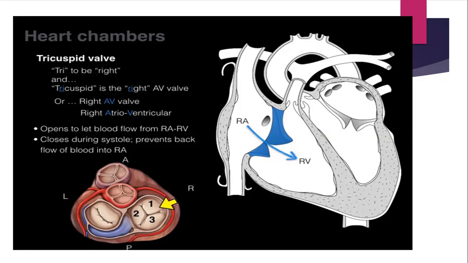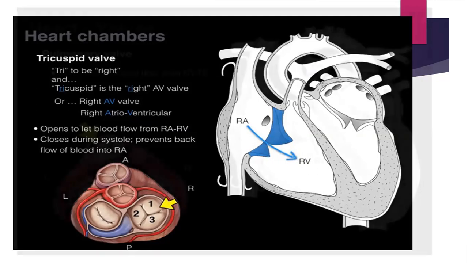It has three leaflets. Let's see how it is. It opens like that one. That is the right atrium. It opens during diastole, and it closes during systole, because at that time the heart pumps blood out.